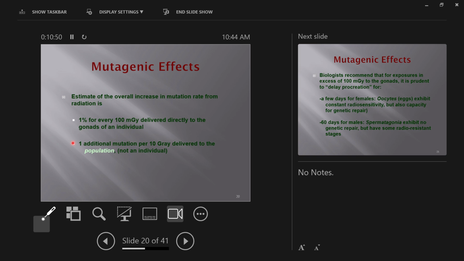This 100 milligray keeps coming up. This is sort of the level at which things start to happen. Okay, it's not a threshold. It's not a hard threshold. There is no hard threshold for these mutagenic effects, but it is a type of threshold at which we see the effects increasing in probability.